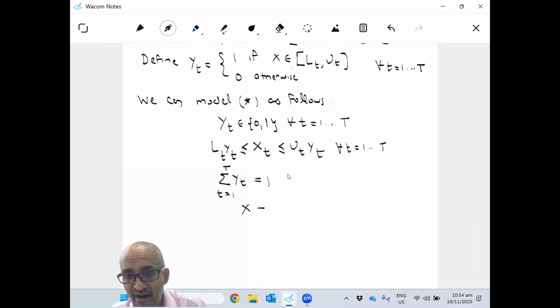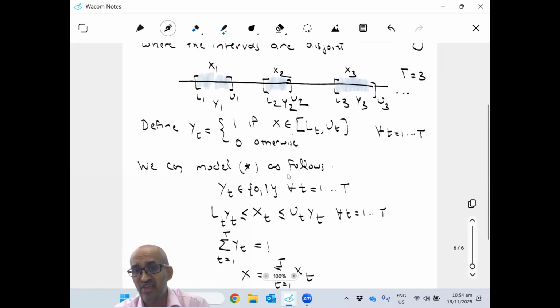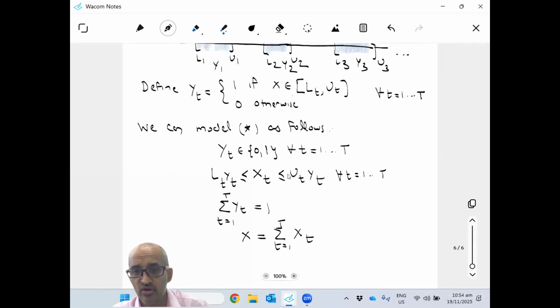So all I have to do is write x as the sum of the xt's, and I'm done. With this, every x which lies in the set is exactly an x in one of these intervals. So it exactly satisfies star.